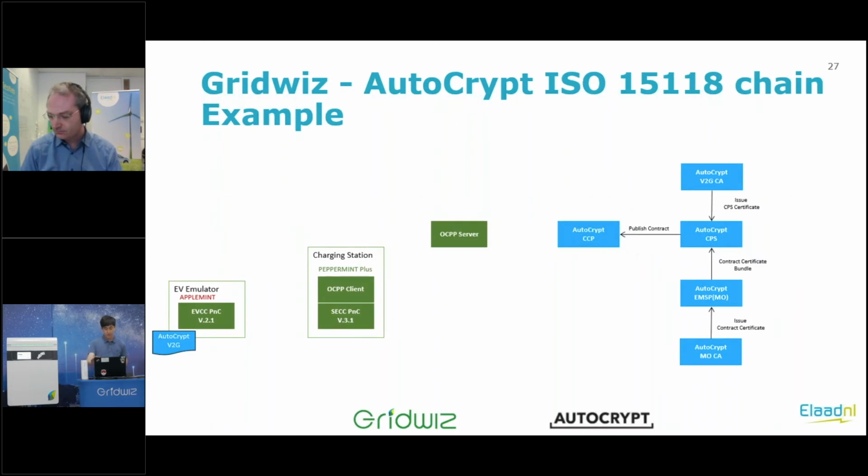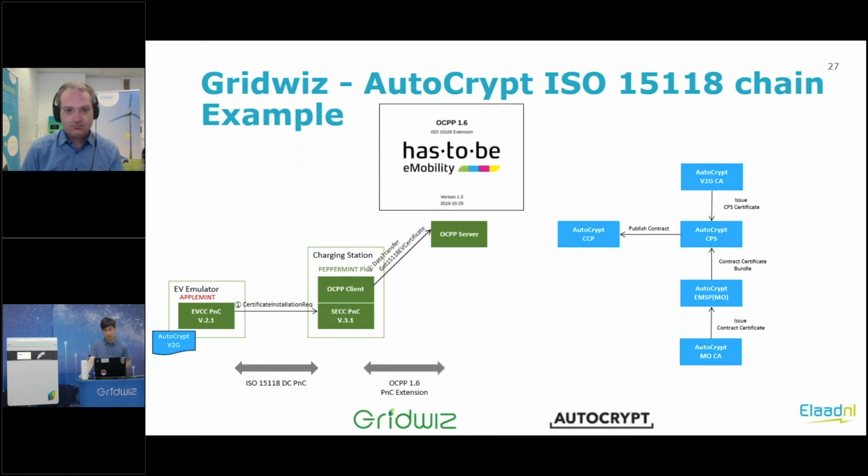So the next slide. This is an example of a certificate installation process, just to give you an overview of our implementation details. First, the EV emulator or the vehicle will send the certificate installation request to the charging station using ISO 15118 messages. And then the charging station will forward the request using the data transfer message defined in OCPP 1.6.